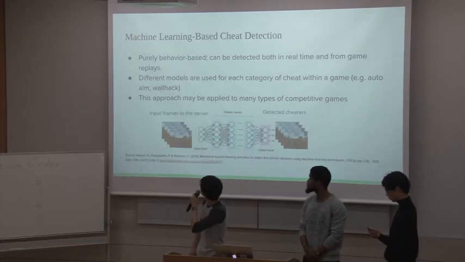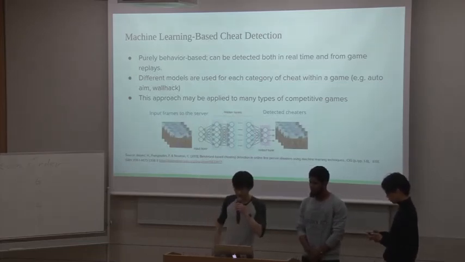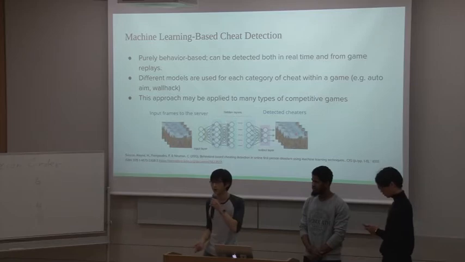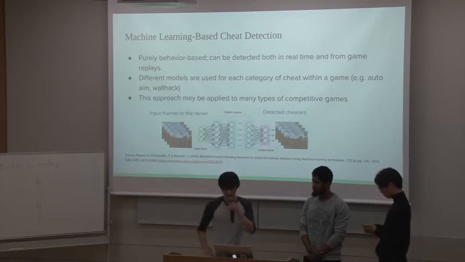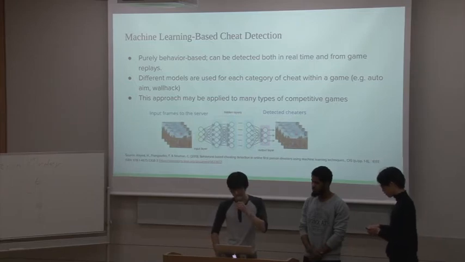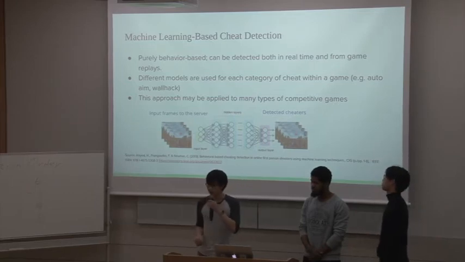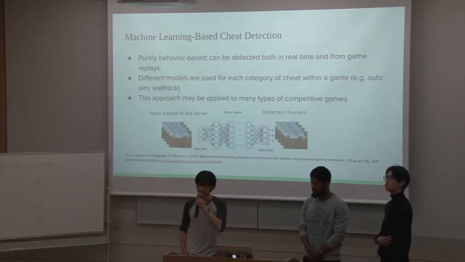Sorry, next slide. Machine learning based cheat detection is purely behavior based, which means that it only looks at replays from the rounds. It doesn't have to scrape any data from your hard drive or look at any of your running programs. It occurs entirely on the server side. And different models are used for each category of cheat within a game, such as auto aim or wall hack. Of course, this makes it more complicated than just simply deploying it and forgetting about it. It also allows us to make money, which is important.